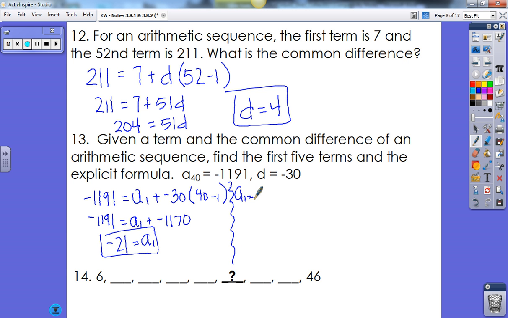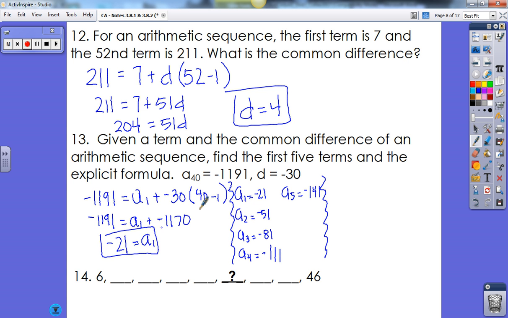So the first term is negative 21. The second term, if I subtract 30 from that, would be negative 51. If I subtract 30 from that, it would be negative 81. Subtract 30 from that, it would be negative 111. Is that right? Yes, negative 111. And then subtract 30 from that, and I get negative 141. So those are my first 5 terms.